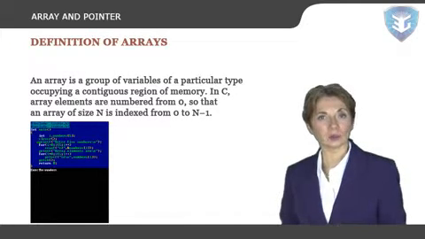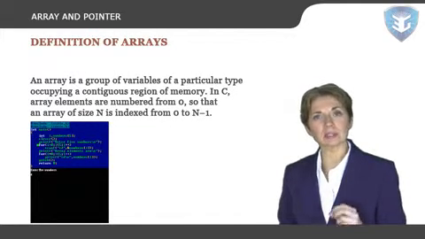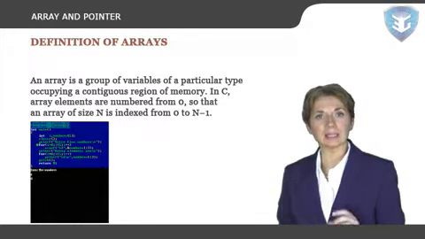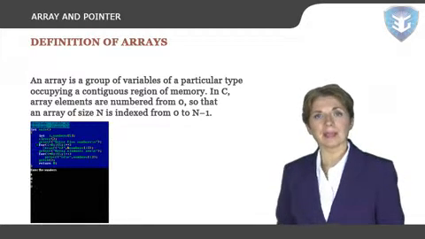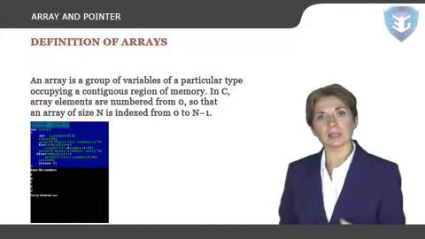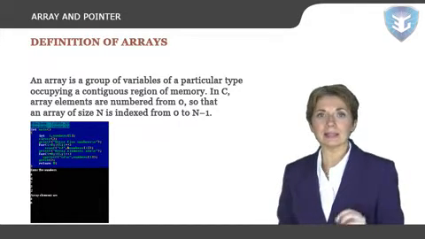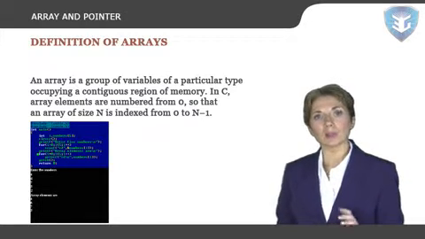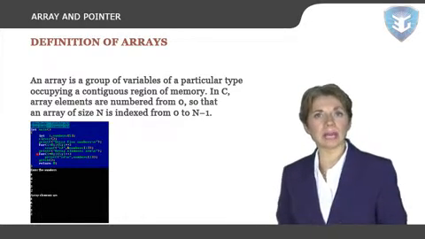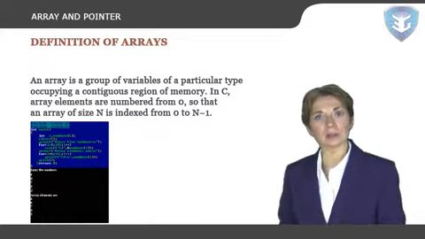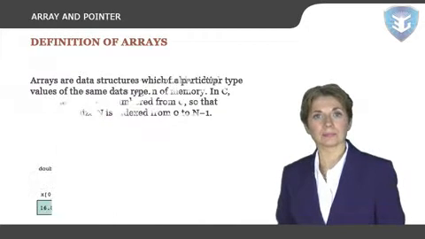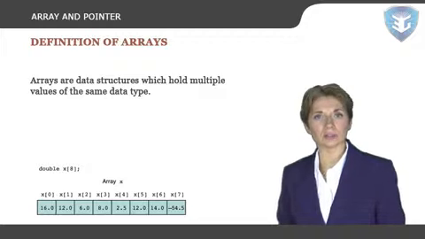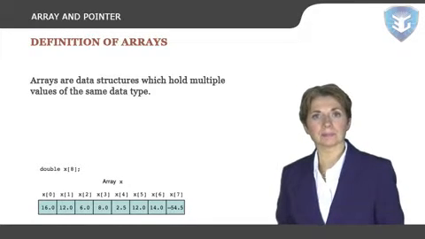Let's now have a look at the definition of arrays. An array is a group of variables of a particular type occupying a contiguous region of memory. In C, array elements are numbered from 0, so that an array of size n is indexed from 0 to n minus 1. An array must contain at least one element, and it is an error to define an empty array. Arrays are data structures which hold multiple values of the same data type.